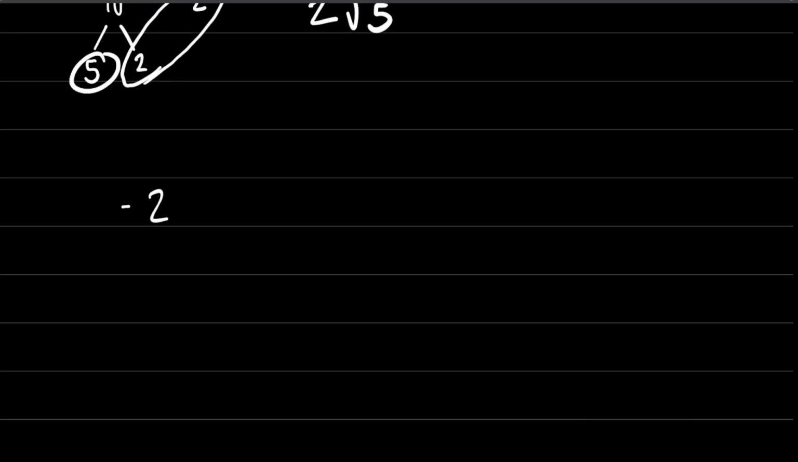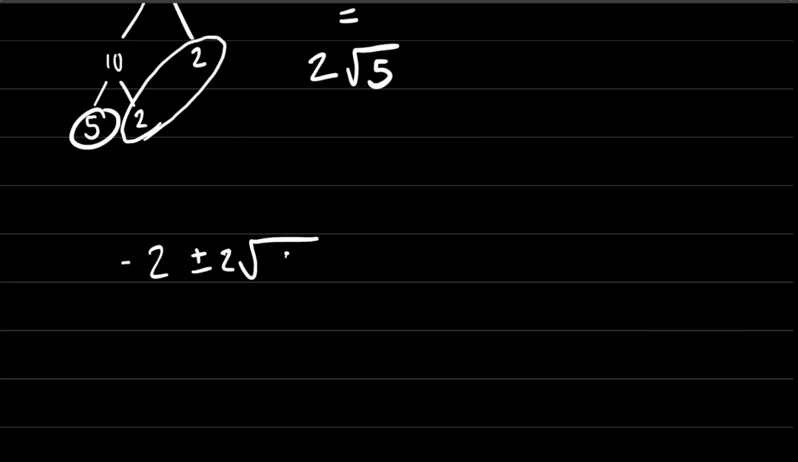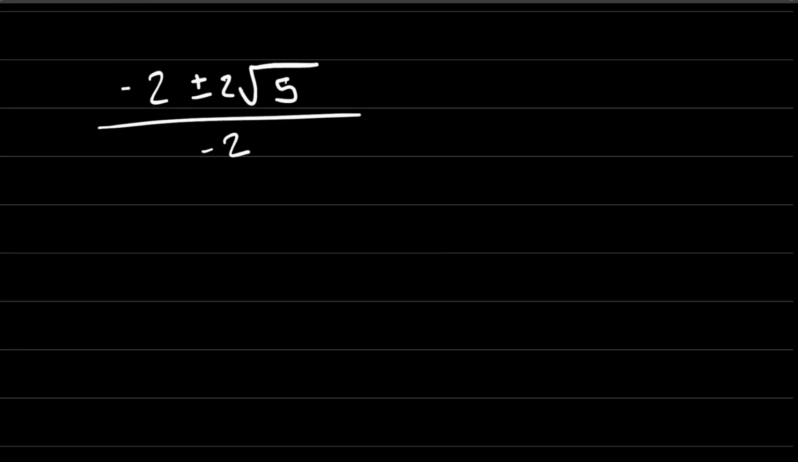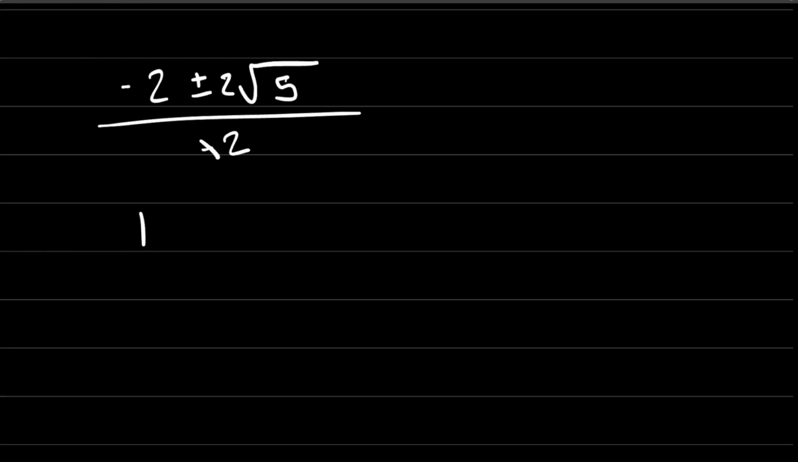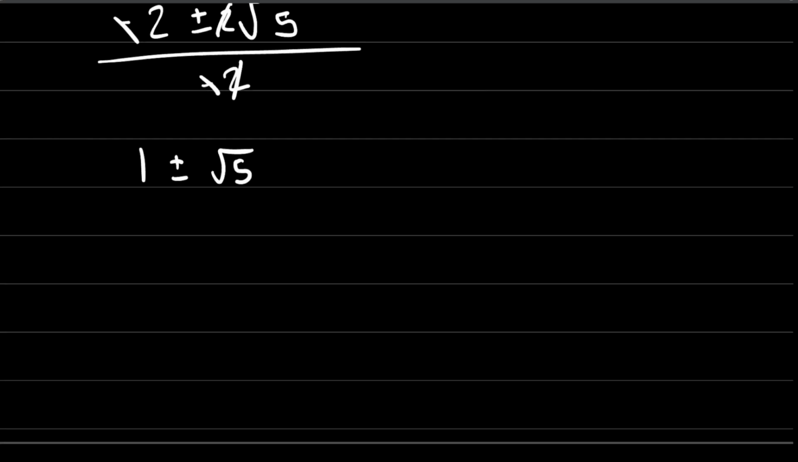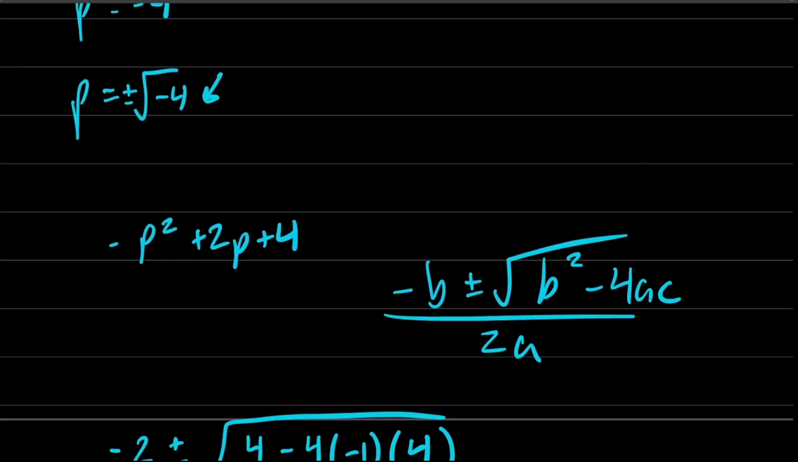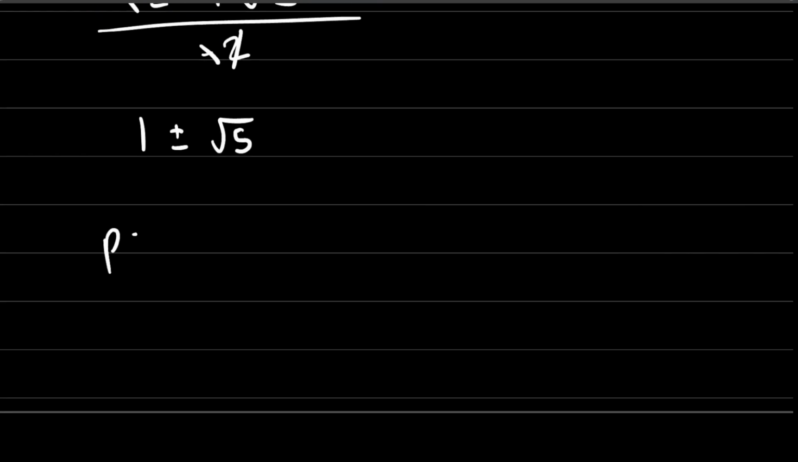So we're given negative 2 plus or minus 2 times the square root of 5 over negative 2. And from there, we can just divide to positive 1, plus or minus the square root of 5, because these 2's cancel out. So our critical points are, what was our original variable? Was it p? Cool, p. p equals 1 plus or minus the square root of 5, so p equals 1 plus the square root of 5 and 1 minus the square root of 5.